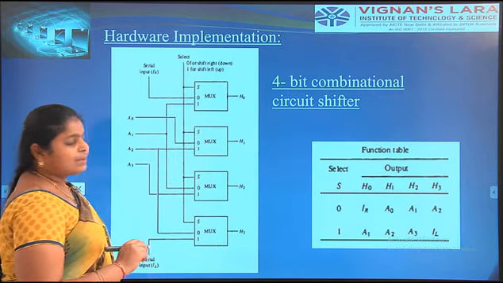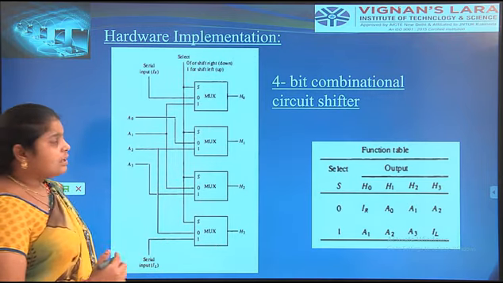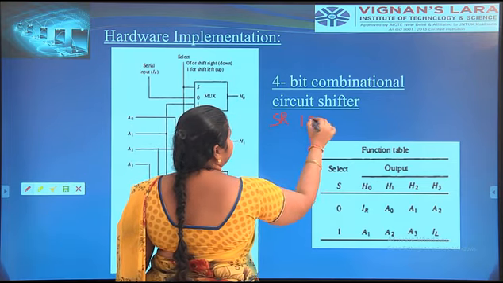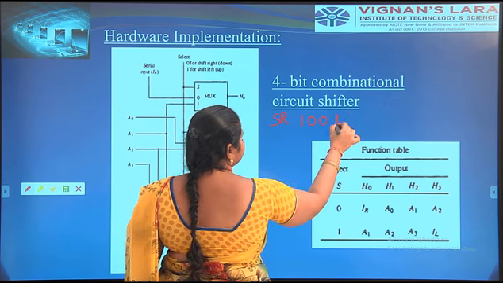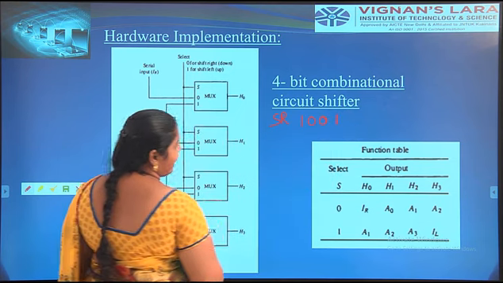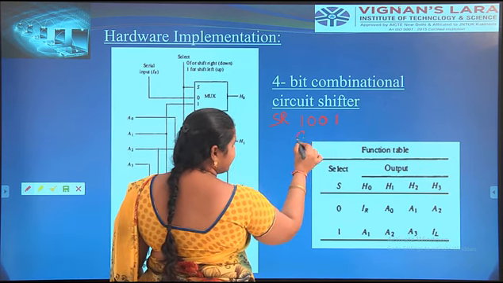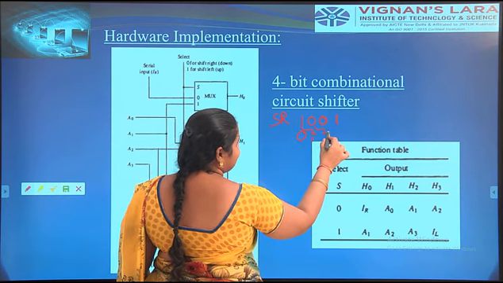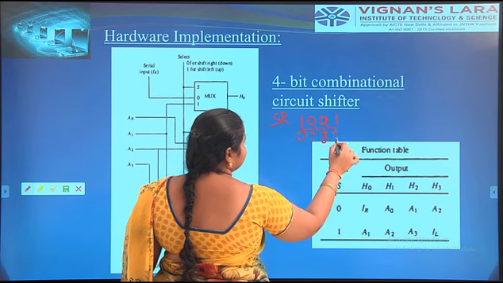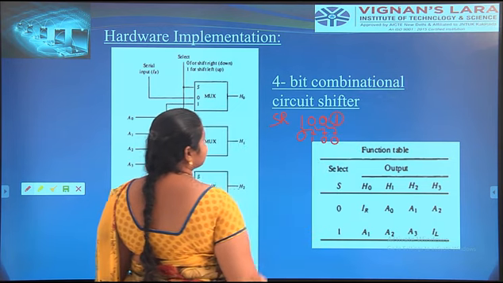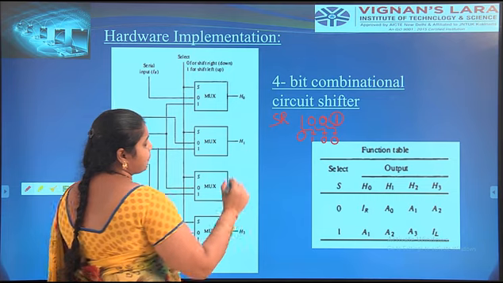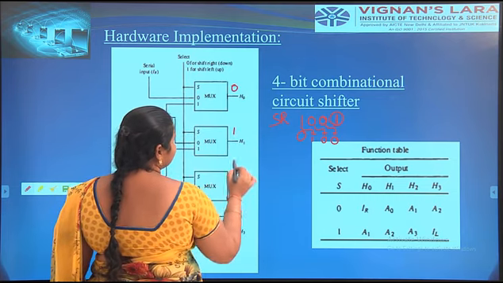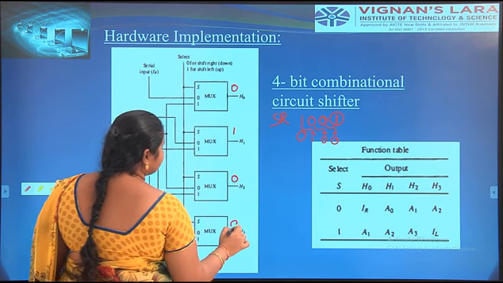For example, take the shift micro operation of shift right, with the example 0, 0, 1. Here we have to place a 0. Move the 1 bit to the right side. Here the 1 is discarded. The output is 0, 1, 0, 0.